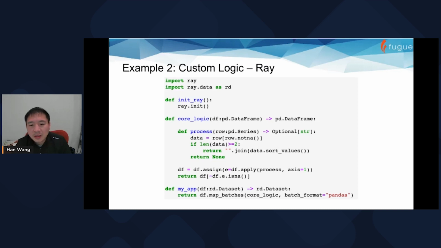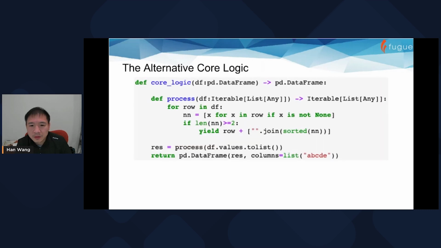Right? So it seems like we have achieved the best structure in this code. But is this the best solution that we can do? Actually, if we take this core logic out, there can be an alternative solution. So look at this alternative solution. What if we take the data frame as an iterable of lists and output an iterable of lists?